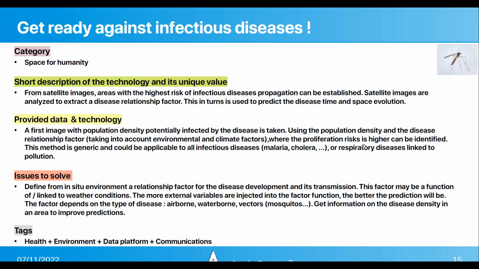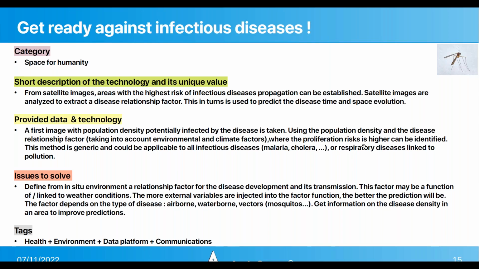We turn to the next challenge now, and it's called Get Ready Against Infectious Diseases. This is a challenging proposal. Here, basically, you can take satellite images, you can couple these with population density, and then you need to define several relationship functions to anticipate how a disease will spread. So this is a very generic method, and you can pretty much apply it to any infectious disease. So these diseases can be airborne, waterborne, they can be vectors, such as mosquitoes, they can be linked to pollution as well.